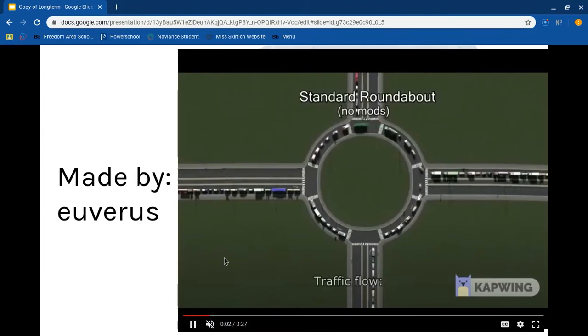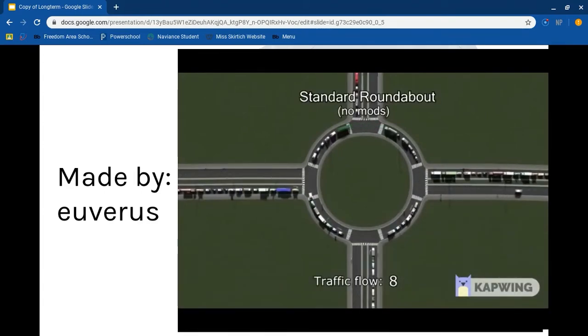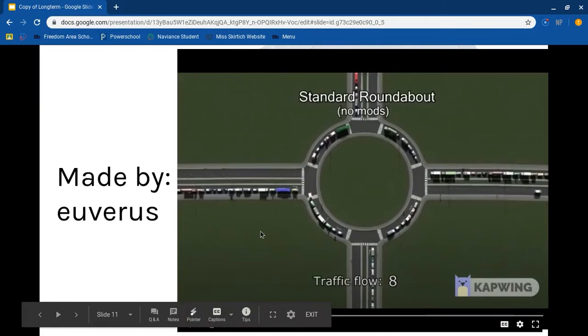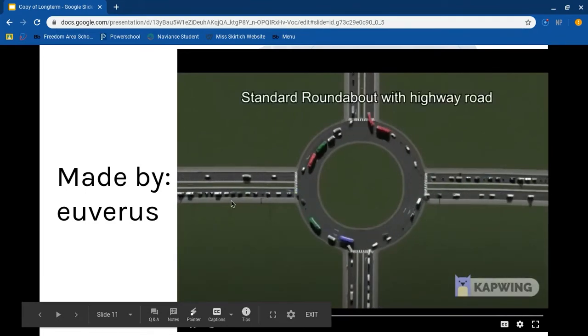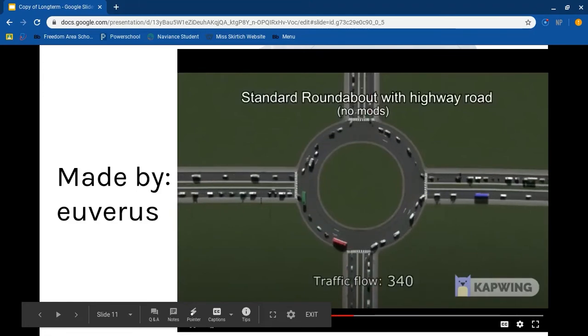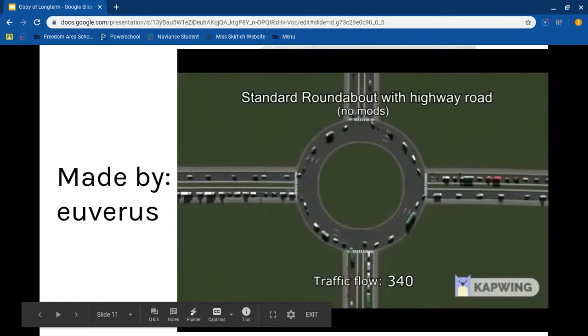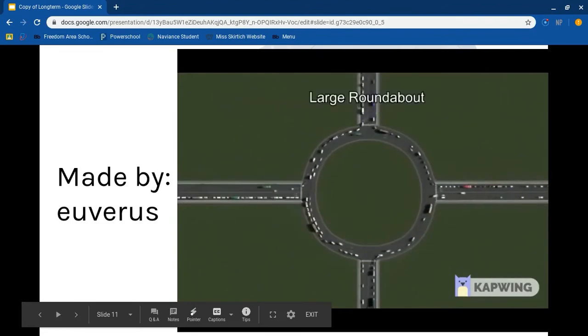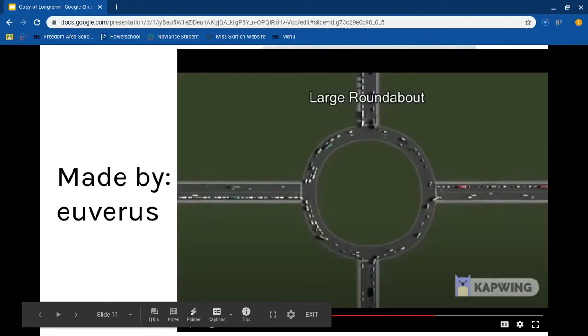So this is a single lane traffic circle as shown below. And if you look below, it says traffic flow 8. That means that 8 cars can get through that roundabout in 1 minute. So it's like a car per minute type thing. So for this normal 1-lane roundabout, it's 8. For this normal 3-lane roundabout, it's 340 cars per minute, which is exponentially bigger than a single lane, which also goes coinciding with the research that I did.